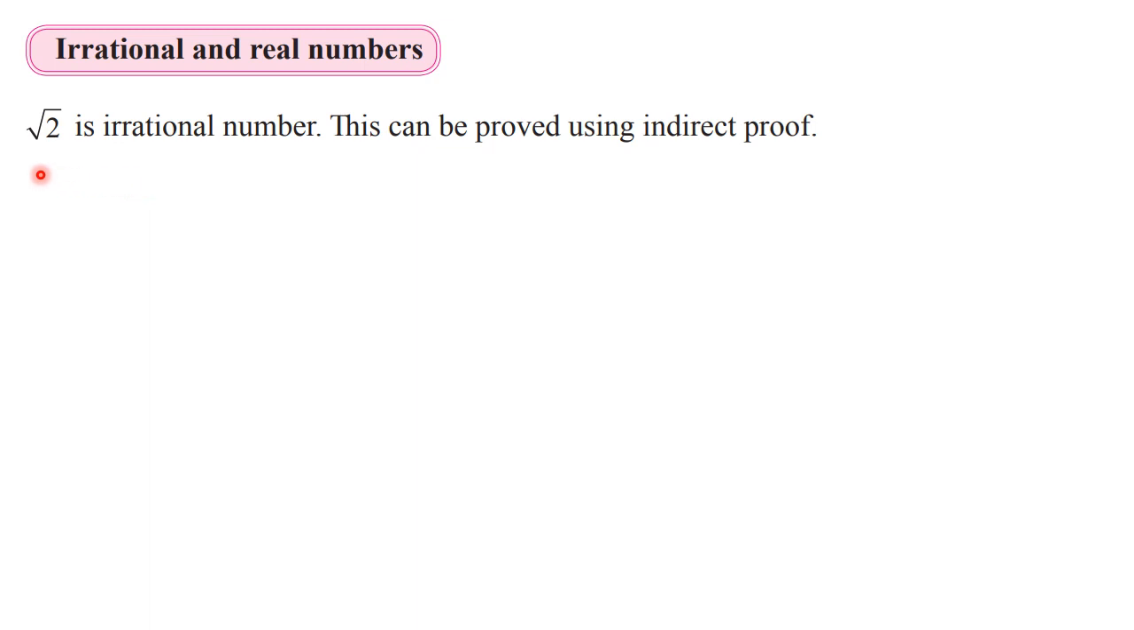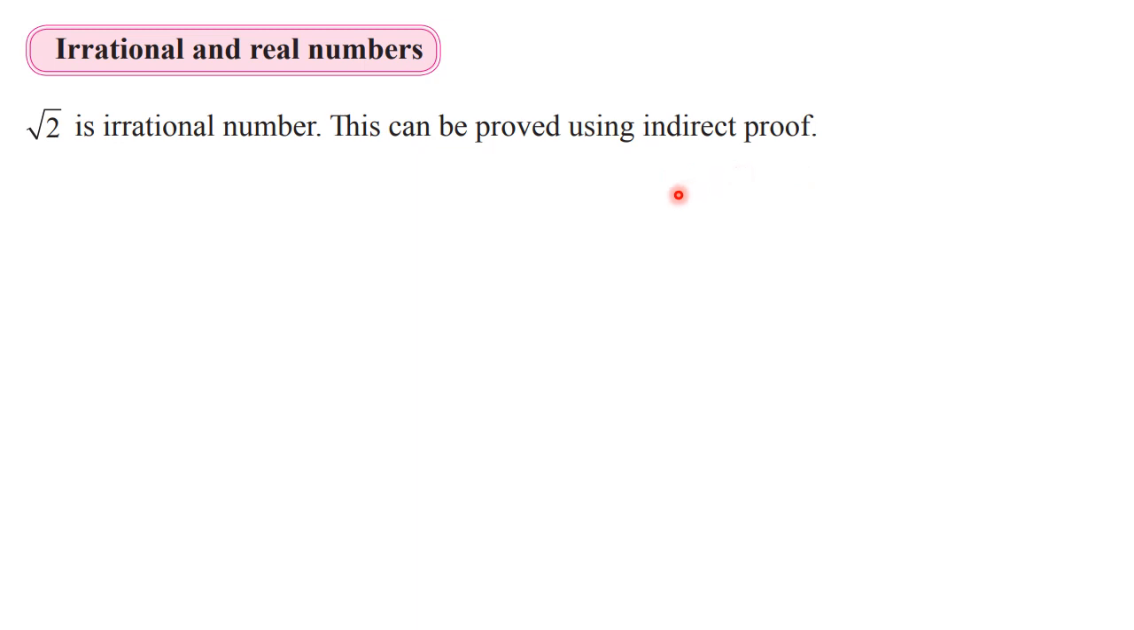Okay, that means we will assume that root 2 is not an irrational number. So we are going to assume it wrong, and finally we are going to get some contradiction. So we can say that our assumption was wrong, and then whatever is given is true. So such proofs are called what? Indirect proofs.